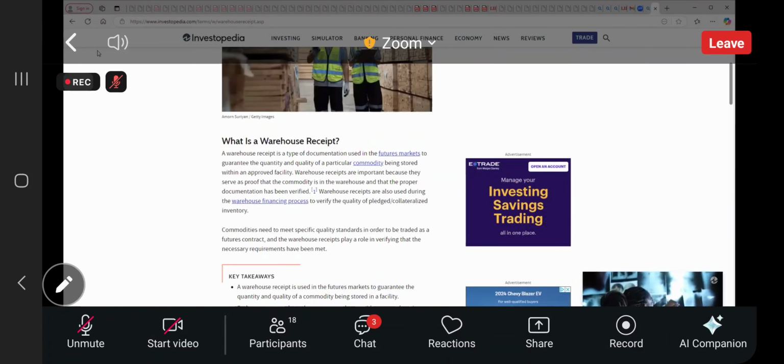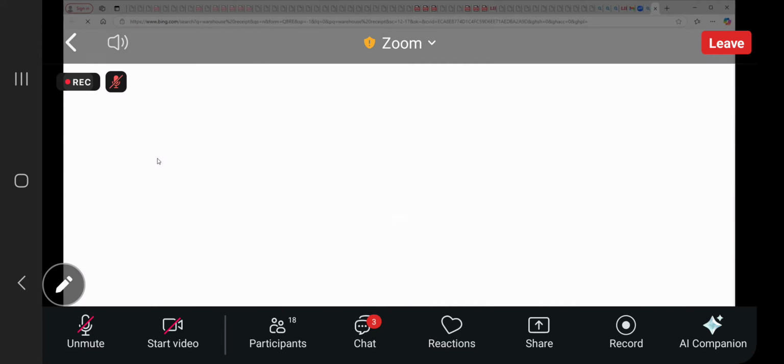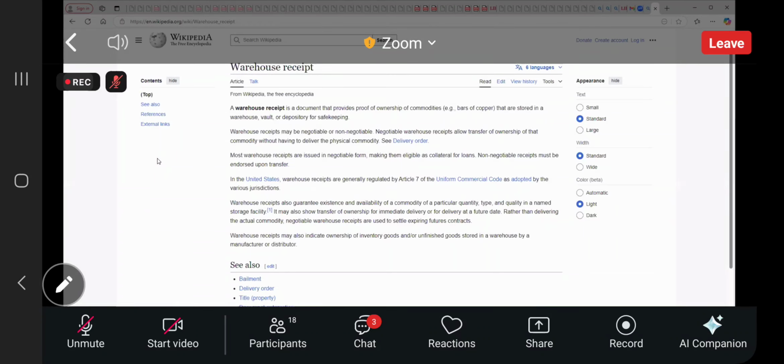Now let me show you something else. This is Investopedia. Right? Let's see what Wikipedia says. A warehouse receipt is a document that provides proof of ownership of the commodity. Does everybody see that?